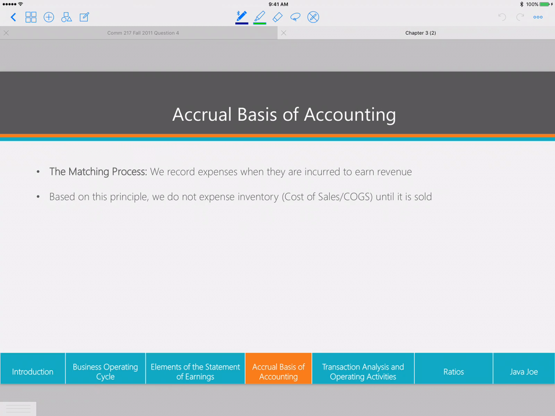We should also discuss the matching process, and this is a very important part of the accrual basis of accounting. We want to record expenses when they are incurred to earn revenue. So we want to hold off on recording expenses in order to match them up with the revenue that they have been expensed to generate. For example, when we purchase inventory, presumably we're going to sell it at some point, we do not expense it right away until it is sold because we want to show the users of financial statements and we want to demonstrate how that expense of inventory was used to generate certain sales revenue.